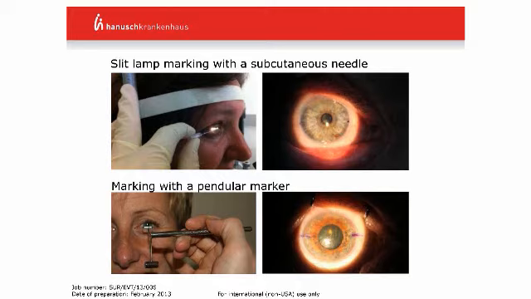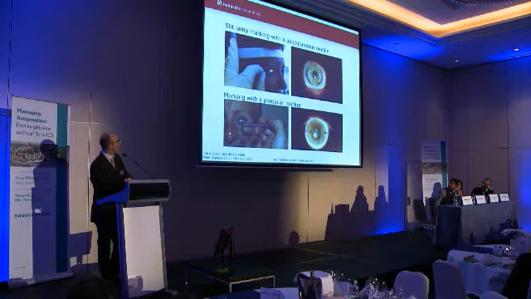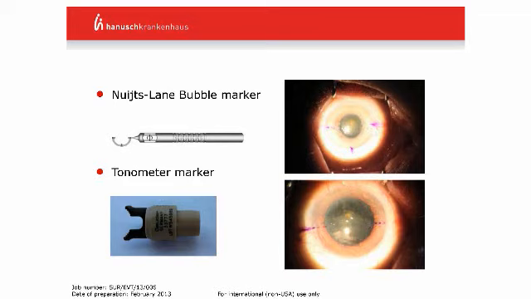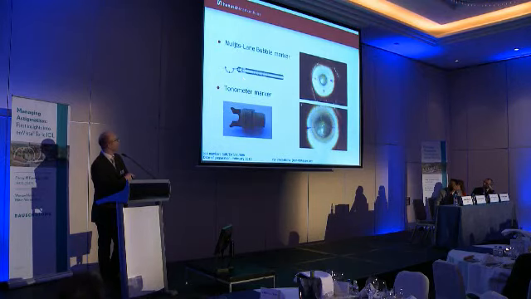Now we've done a trial where we've compared it with other marking devices. So here a pendulum marker. Next slide. And then here the Nuijts-Lane bubble marker, where you put blue ink and then have a bubble, and it gives you 3 markings. And the tonometer marker, which was just alluded to by Goyder, the 2 mark.